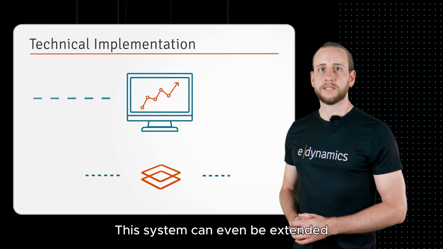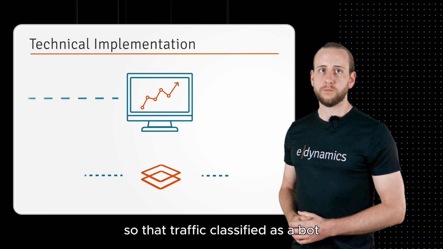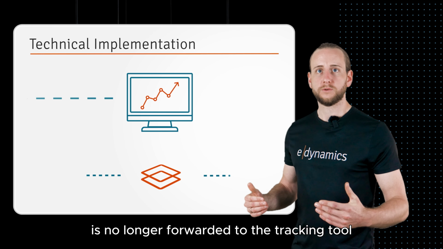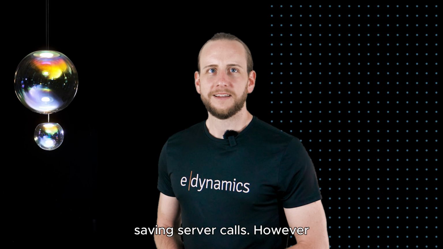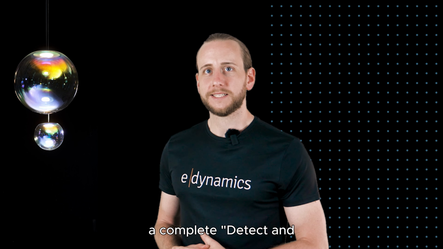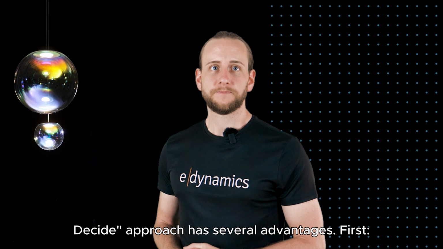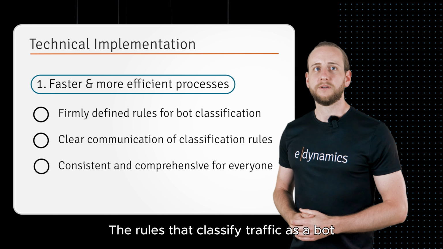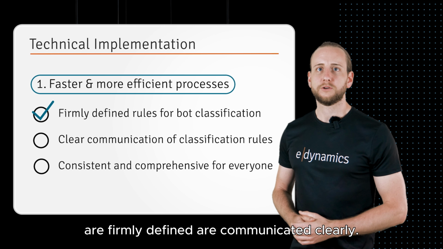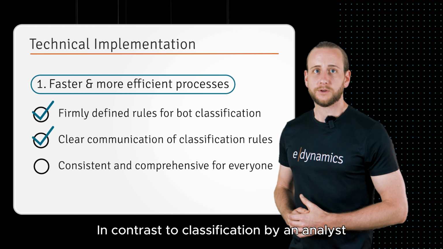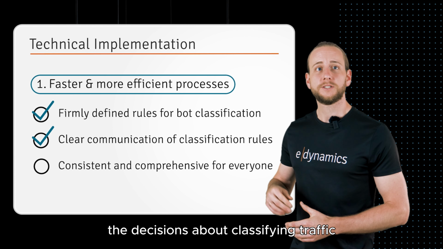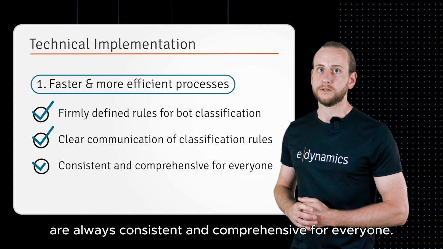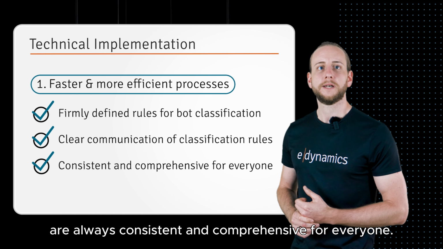This system can even be extended so that traffic classified as a bot is no longer forwarded to the tracking tool, saving server calls. However, a complete Detect and Decide approach has several advantages. First, faster and more efficient processes. The rules that classify traffic as a bot are firmly defined and communicated clearly. In contrast to classification by an analyst, the decisions about classifying traffic are always consistent and comprehensive for everyone.